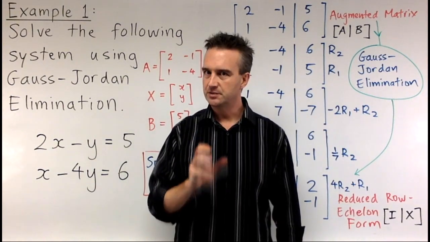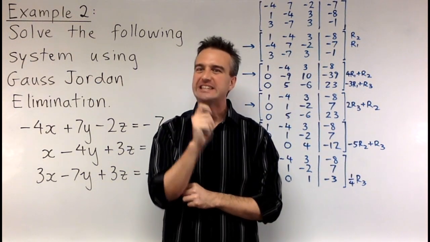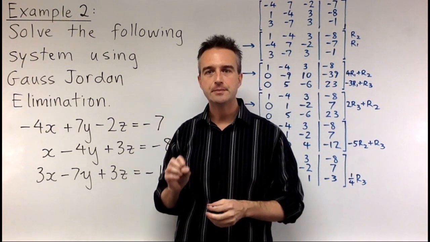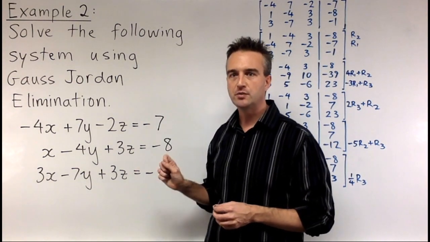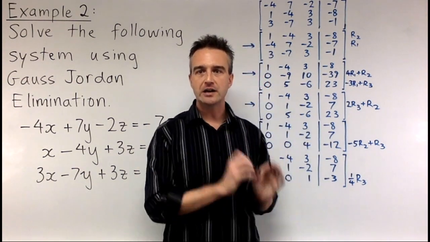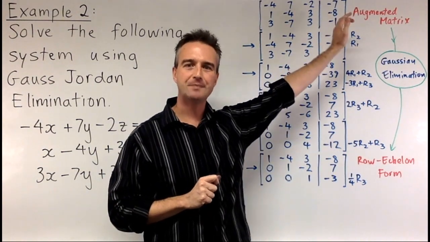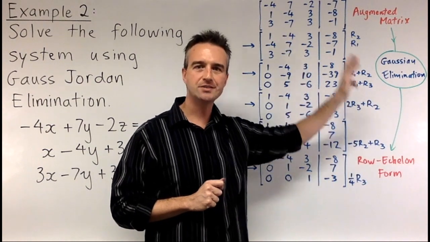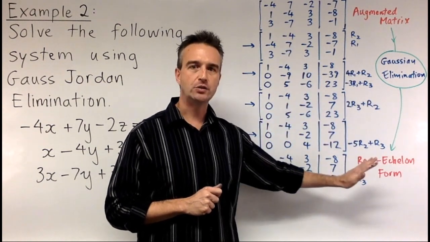Let's try something a little bit trickier. And this will be our second example. But guess what? I'm going to cheat again. We're going to take the same example 2 from our Gaussian elimination with back substitution, 3x3 example, and use it to do Gauss-Jordan elimination. So just like before, we started with our augmented matrix. We did our process of Gaussian elimination using our 3 strategies to end up at row echelon form.